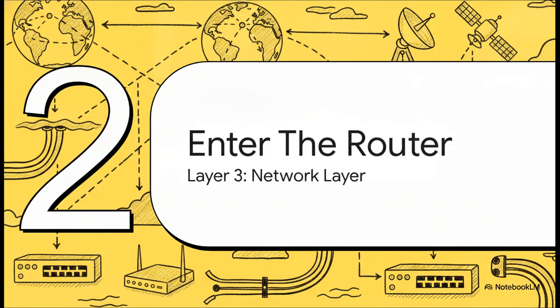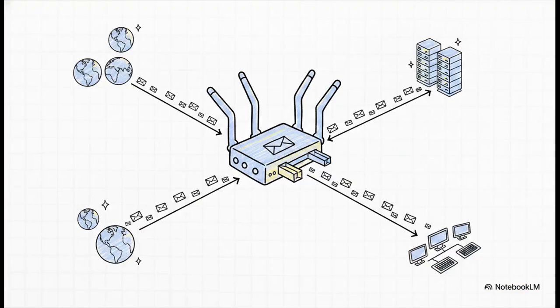Moving on to part 2, enter the router. Switches are brilliant for local traffic, but what happens when your data actually needs to leave the neighborhood? Well, enter the router. If switches operate at layer 2 to handle the local stuff, routers are the specialized computers operating at layer 3, the network layer. A router's entire reason for existing is to connect completely different networks together and decide exactly where your data needs to go next to reach its final destination. So while a switch breaks up local traffic jams, a router is the one directing the heavy, global traffic.